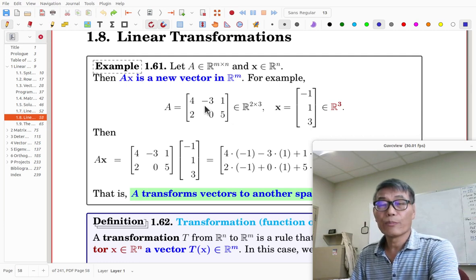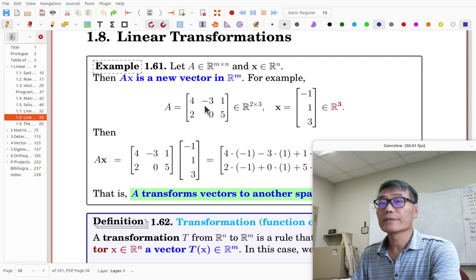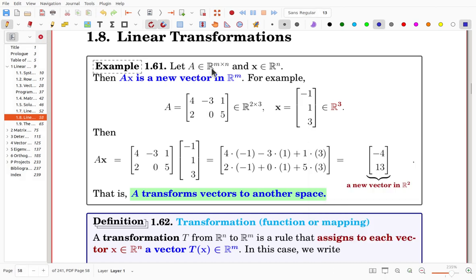It is section 1.8, linear transformations. Here we'll begin with an example. If A is an m by n matrix, and x is a vector in Rn, then their product Ax is a new vector in Rm. For example, if we choose A and x in this way, then their product, this first row and this column, that product will make this first entry, and the second row and the vector, that product will be this second entry, and we can simplify in this way.